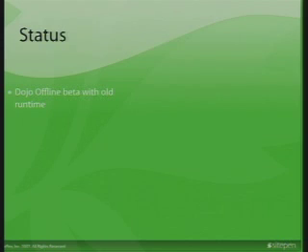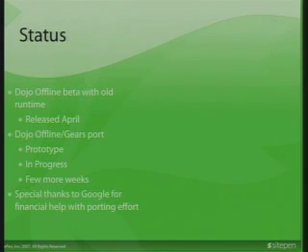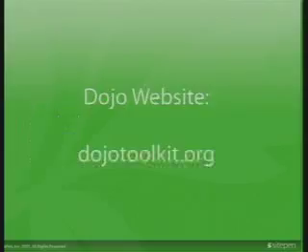The status of this porting work is that we had a beta that we released a month ago, like I said, and that had the old runtime. That was released at the beginning of April. We're currently in the middle of the Dojo Offline Gears port. The things I was showing you today are a prototype of that integration, and we have about 2 more weeks until we can push that out the door. I wanted to acknowledge special thanks to Google for financial help with this porting effort, and to SitePen, which is putting resources towards this as well. Here's the Dojo website, if you want to go to that. And thank you.